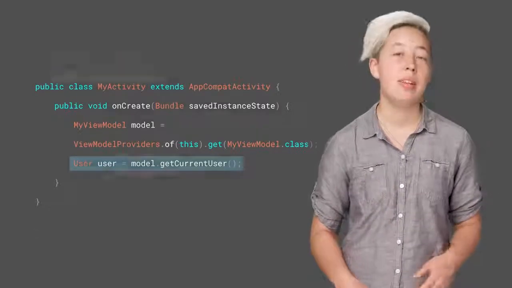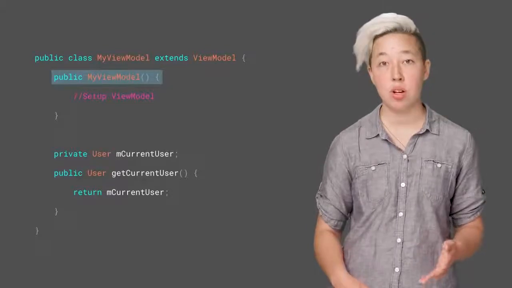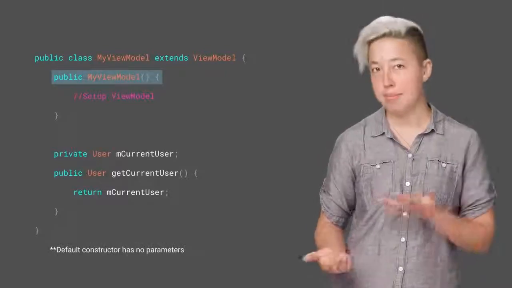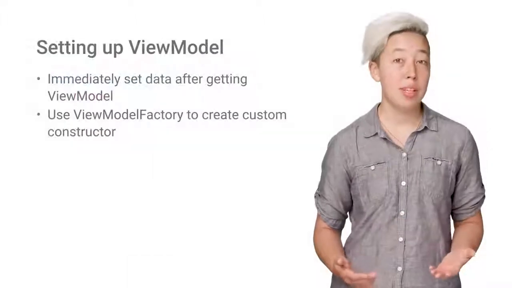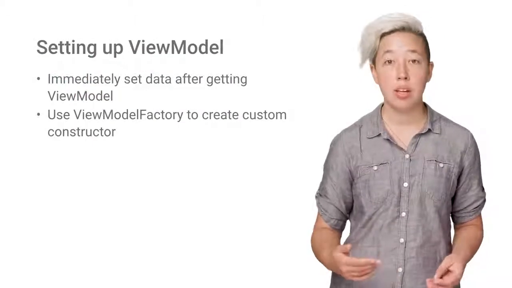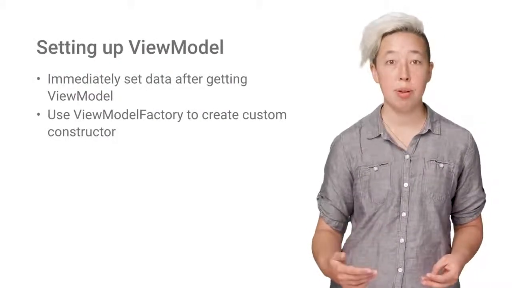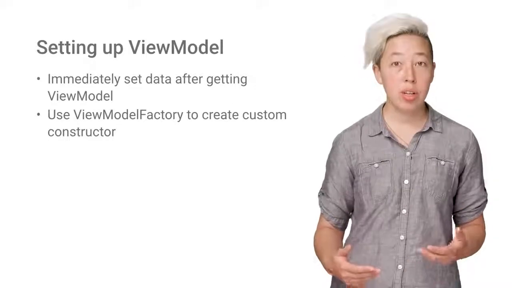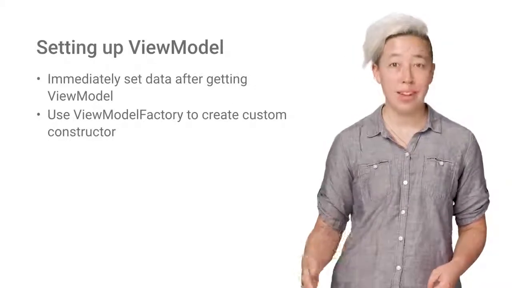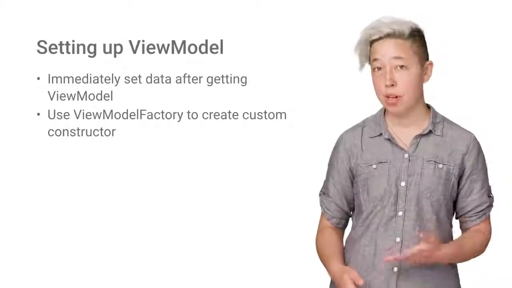Documentation is linked. Now, you may want to modify the default constructor of your ViewModel, which currently takes no parameters. You can get around this by using the default constructor and then immediately calling a set method with a parameter that you want to pass in. Alternatively, you can use the ViewModelFactory class to create a custom constructor.